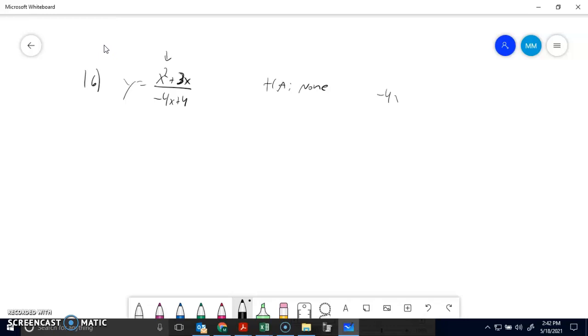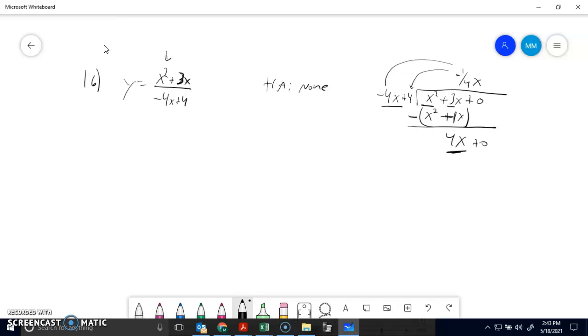I'm going to use long division: negative 4x plus 4, and I'm going to divide that into x squared plus 3x. 1 divided by negative 4 is negative 1/4 x. And I multiply it back through. Negative 1/4 times negative 4 is positive 1, and negative 1/4 times positive 4 is a negative 1x. Then I subtract. 3 minus a negative 1, or 3 plus 1, makes 4x. Now when I divide, 4x divided by negative 4 is negative 1.